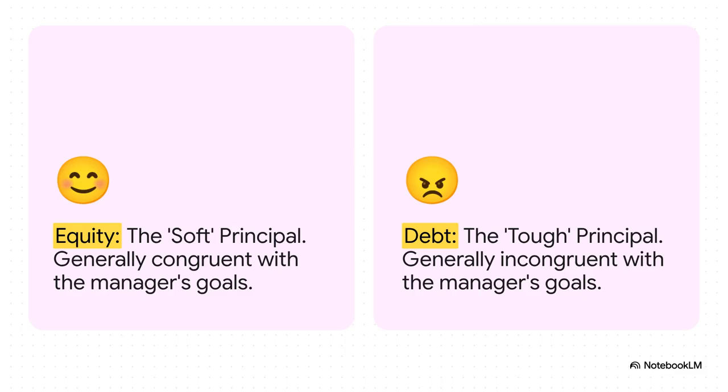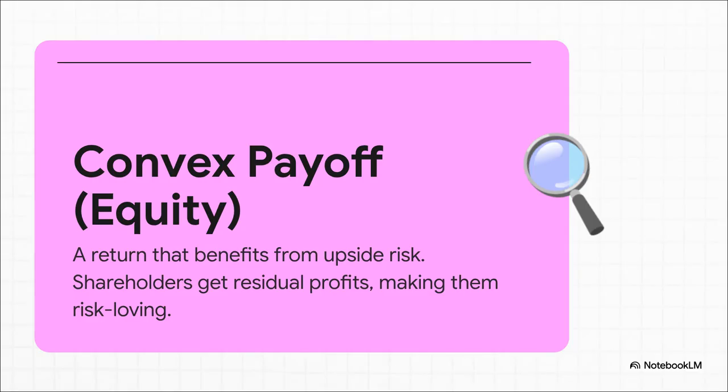They're usually on the manager's side. But the debt holders, they're the tough cop. They're the ones the manager is really worried about. But why? Why do they have such different attitudes? Well, it all comes down to the shape of their payoffs. Equity holders have what's called a convex payoff. You have to know this term for your exam.